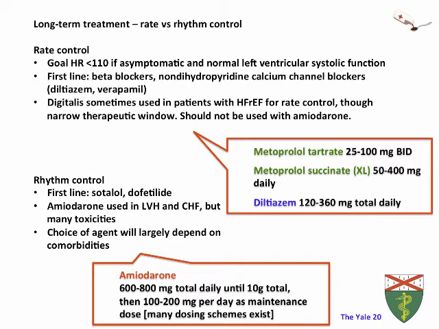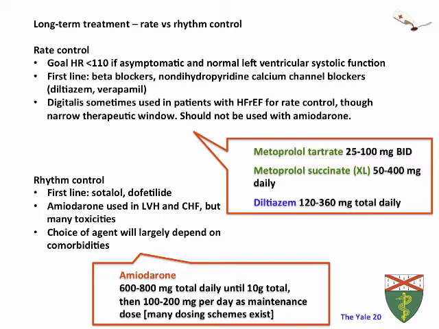First-line medications, as mentioned previously, are beta blockers and the non-dihydropyridine calcium channel blockers, most commonly metoprolol and diltiazem. Metoprolol tartrate is a BID drug, generally dosed at 25 to 100 milligrams twice a day. And metoprolol succinate, also known as metoprolol XL, is dosed at 50 to 400 milligrams daily. Diltiazem, generally 120 to 360 milligrams total daily, which can be divided based on the formulation of diltiazem.